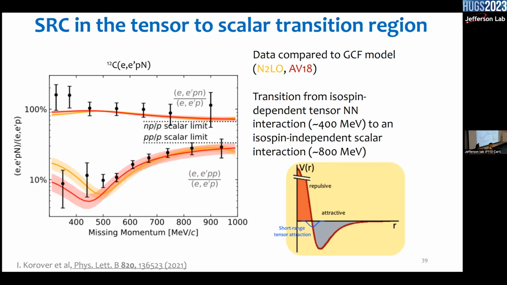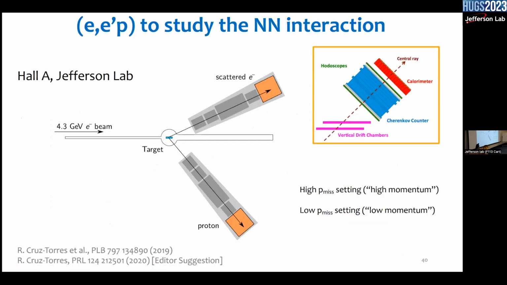And so what you can see is that you have EE prime PP over EE prime P, and then you have PN over P, and you can basically map these. So you see that you go from an isospin dependent tensor NN interaction at the low missing momentum to an isospin dependent scalar interaction at the high missing momentum. So that was really interesting to see.